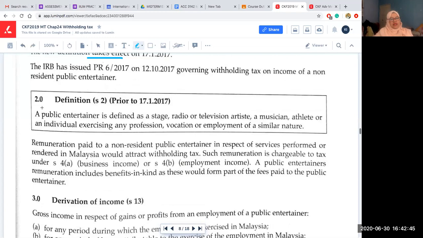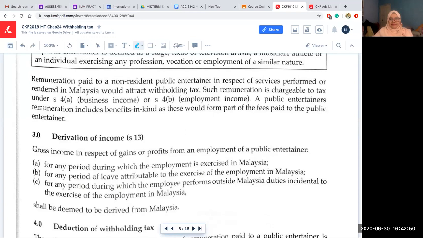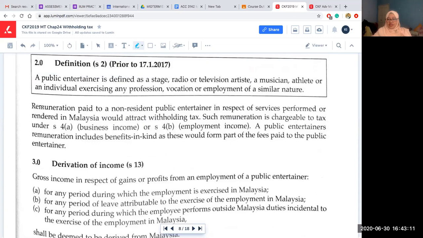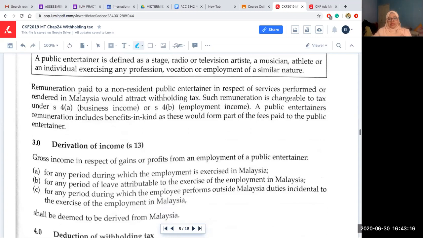Remuneration paid to a non-resident public entertainer for services performed or rendered in Malaysia will attract withholding tax under section 4A as business income or employment income. In my case, it's employment income, still subject to withholding tax. A public entertainer's remuneration includes benefit in kind, as this would form part of the fees paid to the public entertainer. As a lecturer, for example, my accommodation provided by the company or the country, all this will be subject to withholding tax. The bigger the amount, the more tax will be deducted from my income.